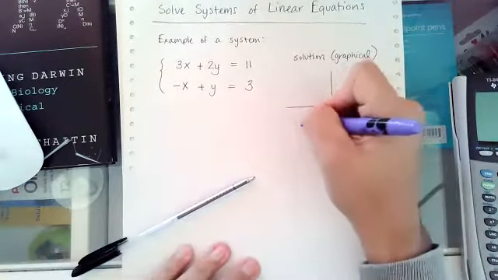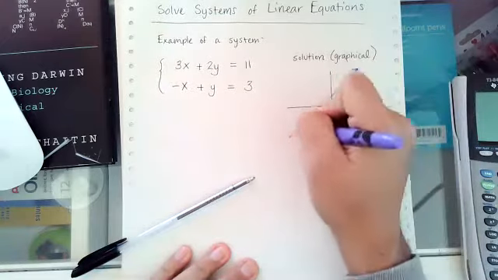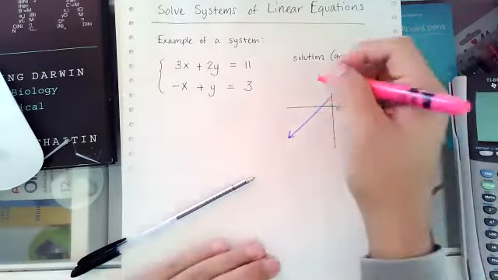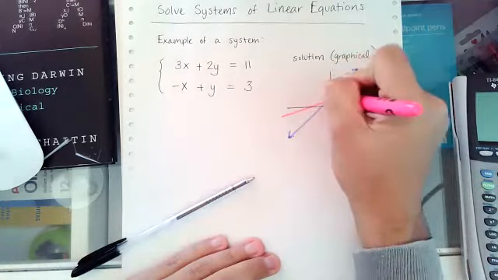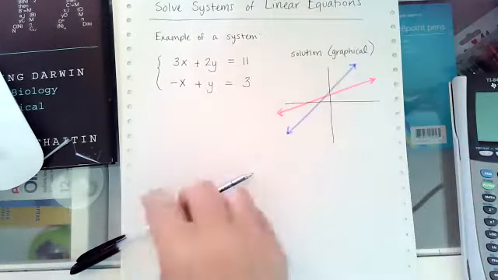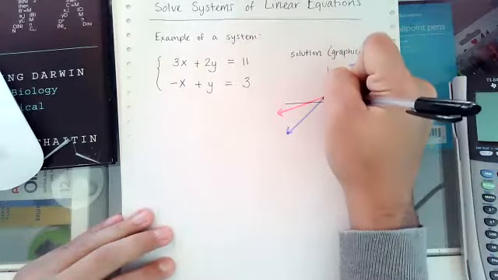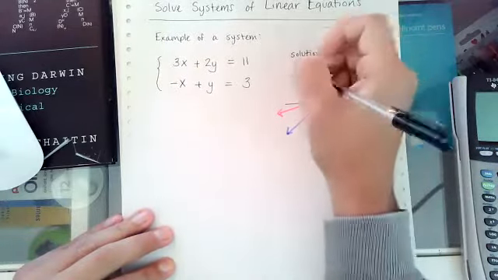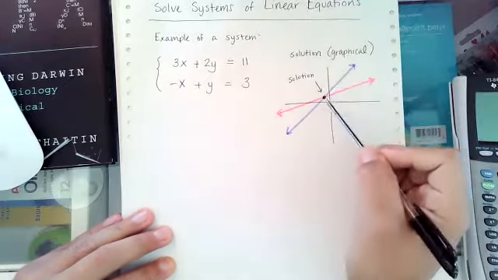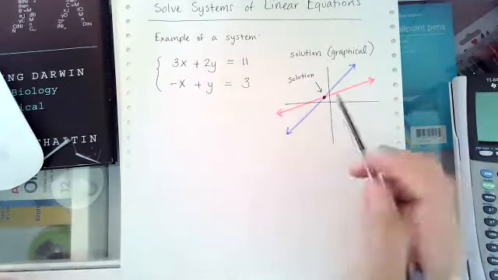So if I had one line going up like this, and maybe I had another one that was a little less steep, like so, the solution is that intersection for those two graphs, right?